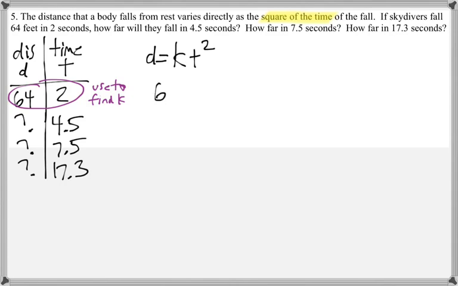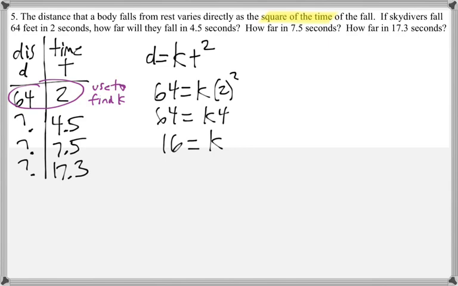So 64 is equal to K times 2 squared. So 64 is equal to K times 4. Divide both sides by 4, and K is equal to 16. So my new formula is D is equal to 16 T squared, because you can put that 16 in now for the K.